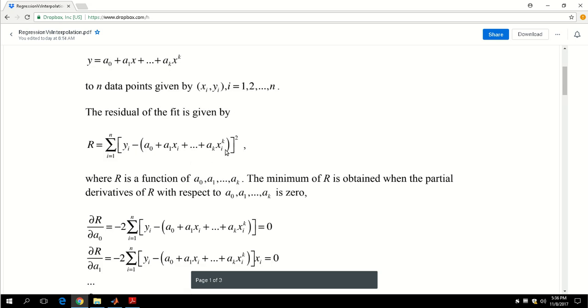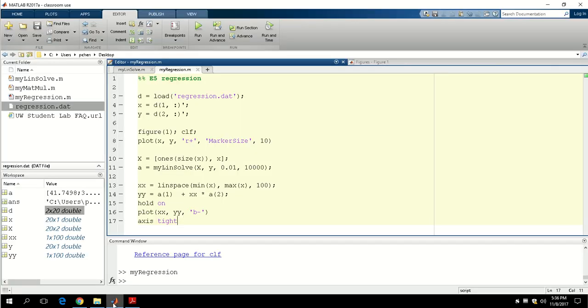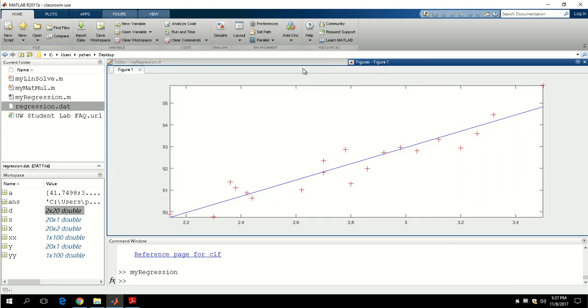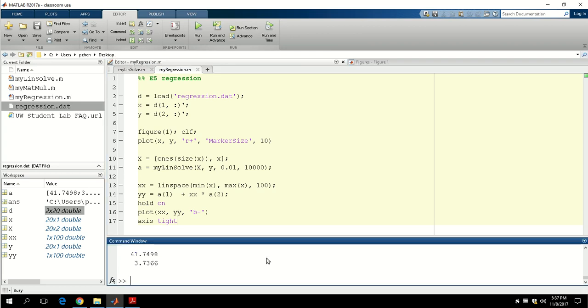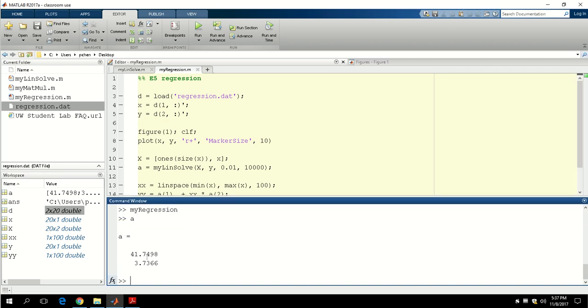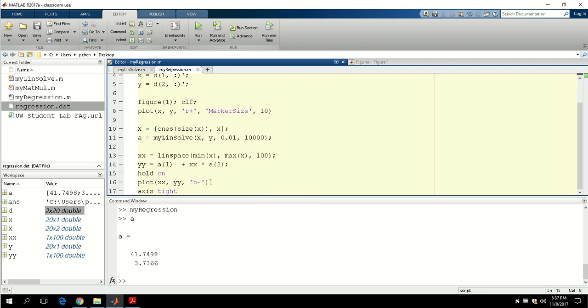Okay, so it looks like our code actually worked, right? So it gave us the correct figure. Let's look at what's actually the numbers inside of the a vector. It's supposed to have just the 2 numbers. So a0 is like 41 something, right? It's 41.749698, and then a1 is 3.7366, right? So that's our own implementation of linear regression, right?